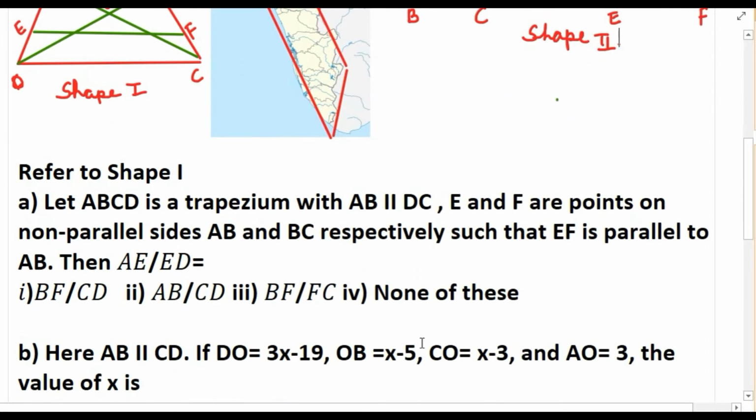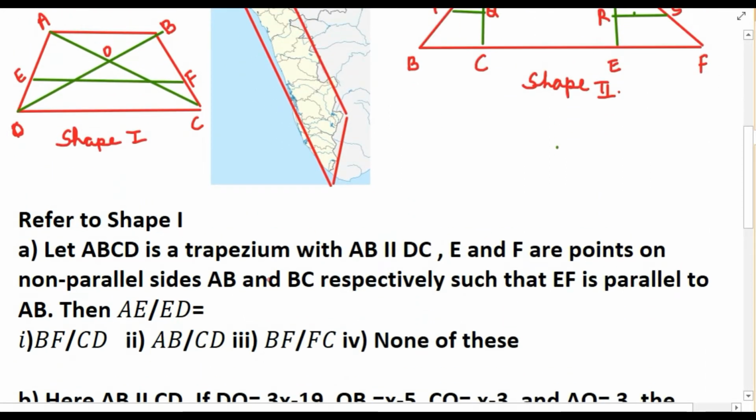So first one, refer to shape 1. Let ABCD be a trapezium with AB parallel to DC. You can see ABCD is a trapezium and AB is parallel to DC. E and F are the points on non-parallel sides AD and BC respectively, such that EF is parallel to AB. We need to prove AE divided by ED equals something. You can see here AE divided by ED will be equal to BF by FC. So this is the correct option, BF by FC.